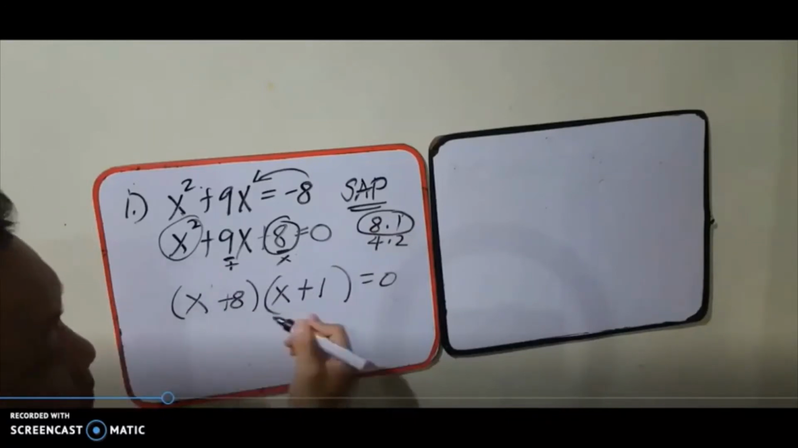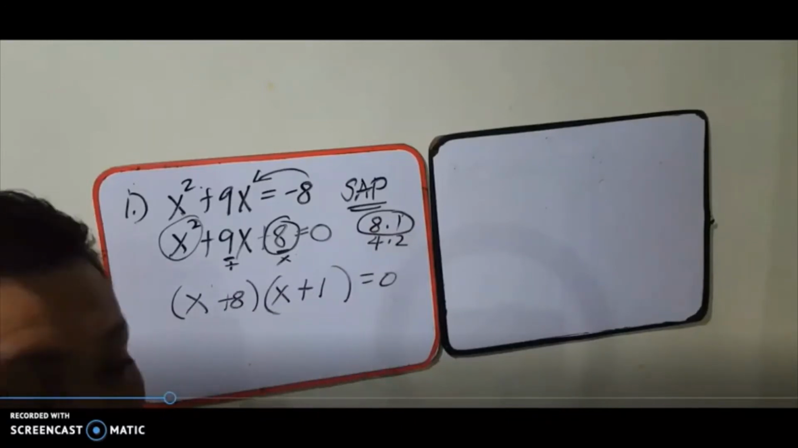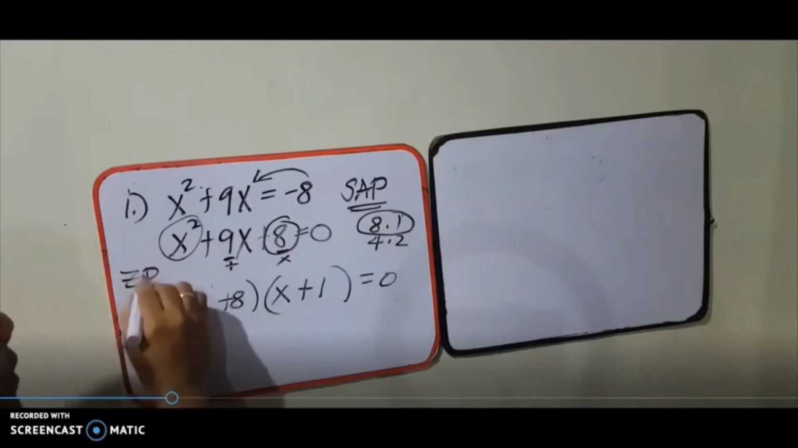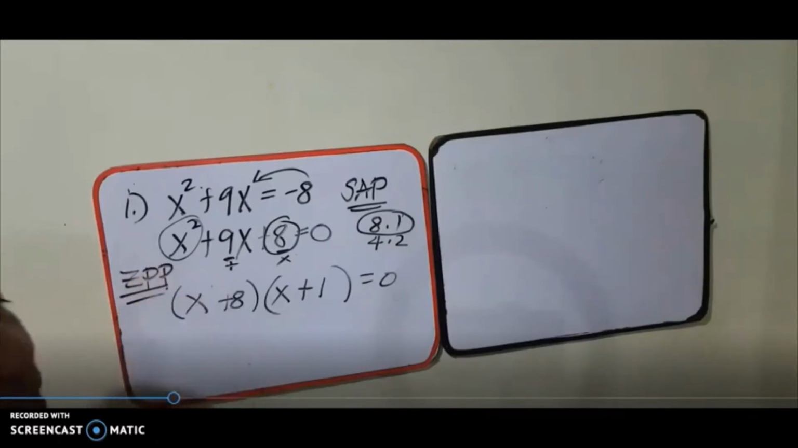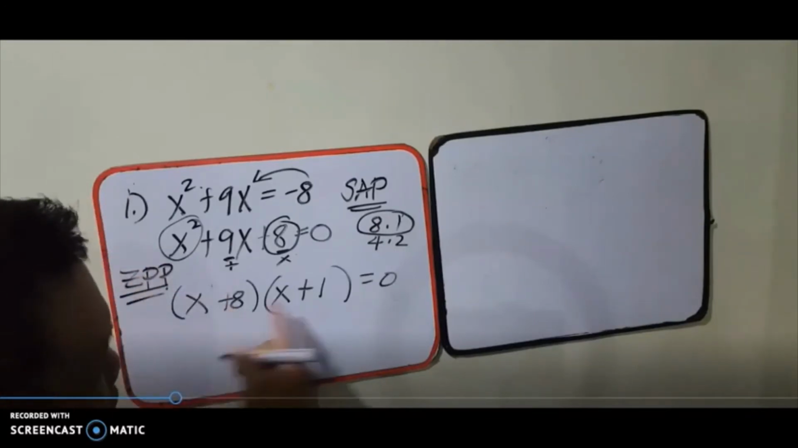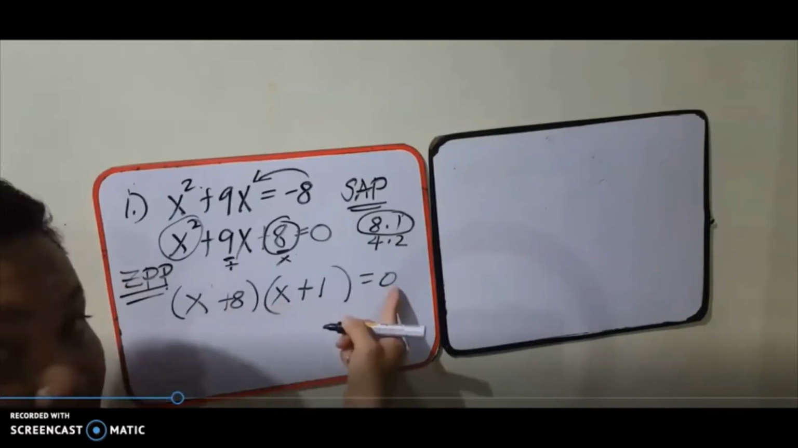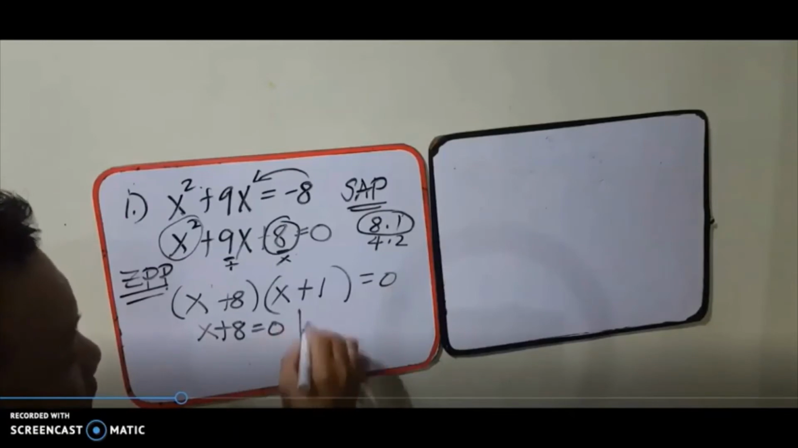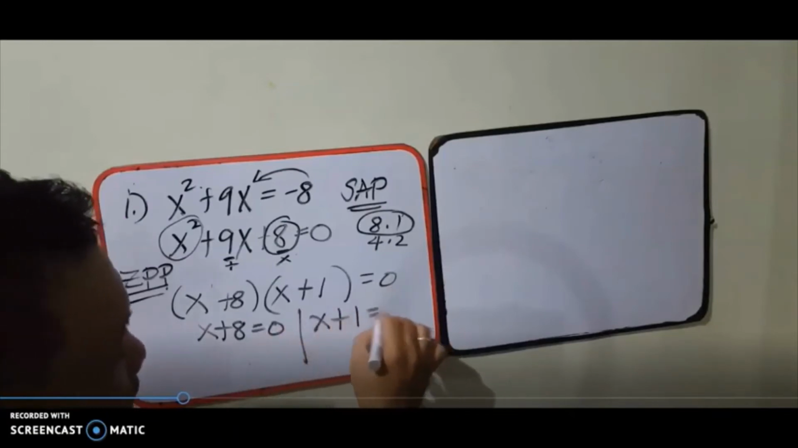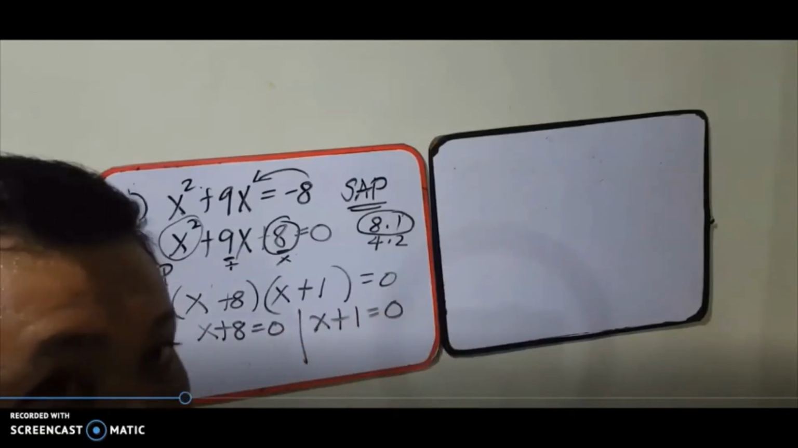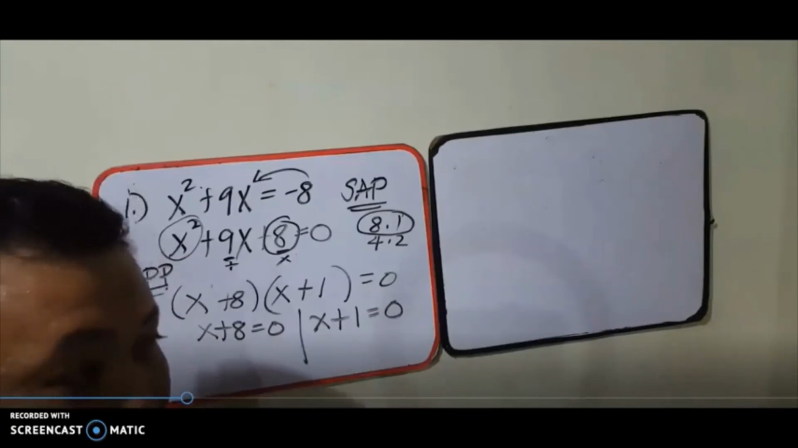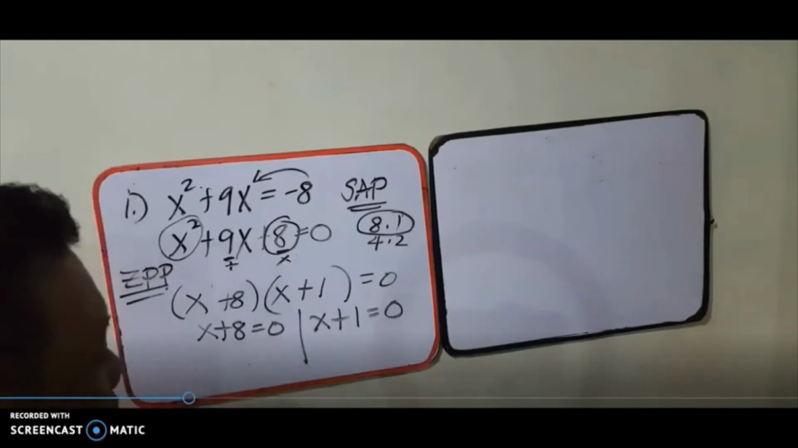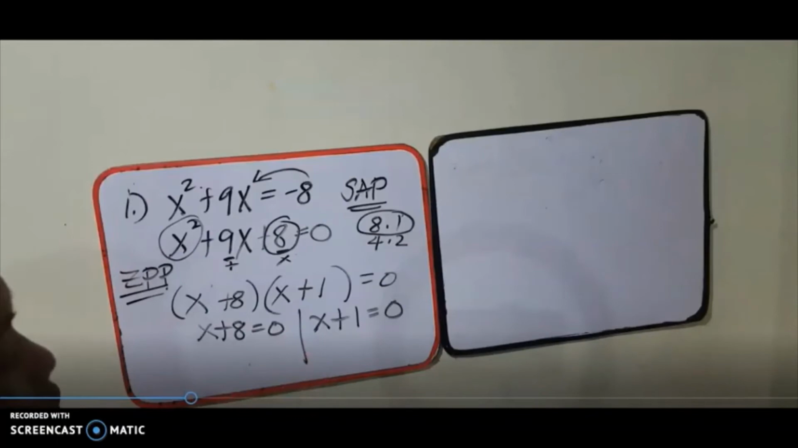Then from here, let's apply the zero product property. So how does that work? We are going to separate these two factors and equate them to 0. That will be x plus 8 equals 0, then x plus 1 equals 0, because we know that a quadratic equation has two roots. So we are going to find these roots by using factoring.